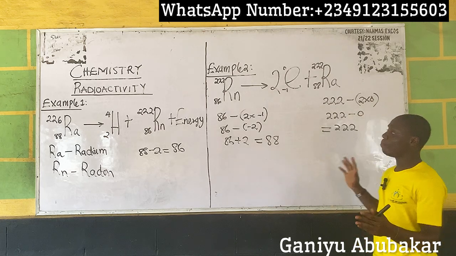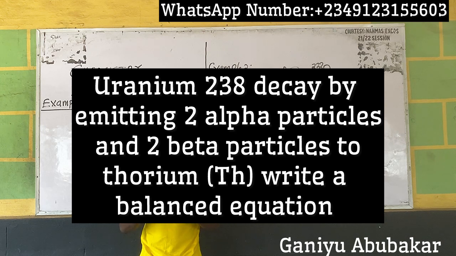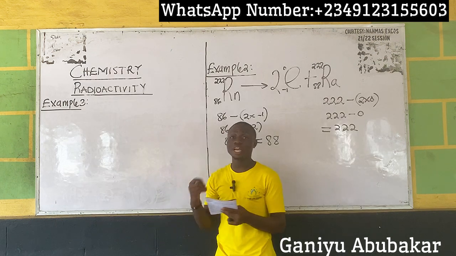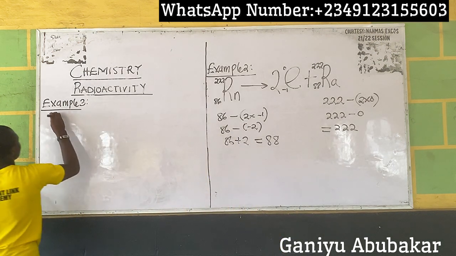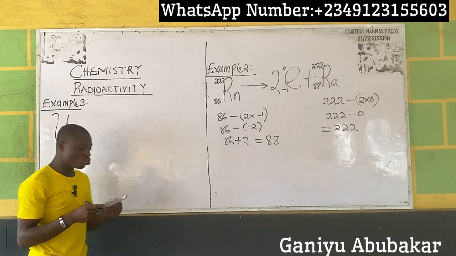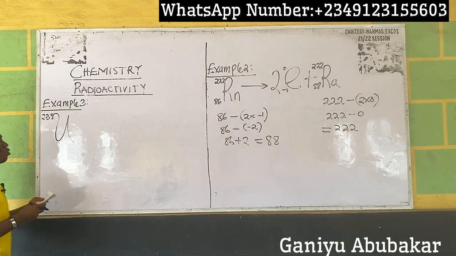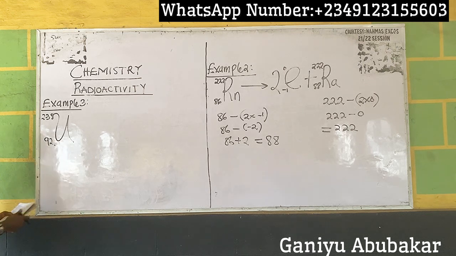Let's take an example that combines the two together. It says uranium 238 decays by emitting 2 alpha particles and 2 beta particles to thorium. Write a balanced equation. So let's try to get this. Uranium is U, and I'm told that it has a mass of 238. I have 238 here. By the way, uranium has atomic number 92. So you should know that, please.